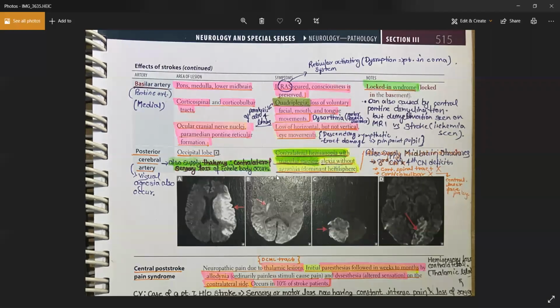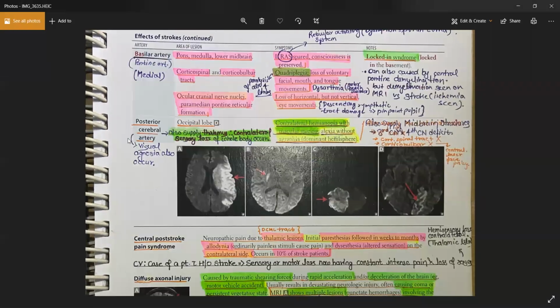Now, the posterior cerebral artery supplies your occipital lobe and some part of your midbrain also. So you will get contralateral hemianopia with macular sparing, because the macula has dual blood supply, so the macula will be spared. We will talk about that later, don't worry. You will also get alexia without agraphia. The midbrain structures also get damaged, so you will get damage of the third nerve and the fourth nerve. These deficits are also present whenever you get posterior cerebral artery damage.